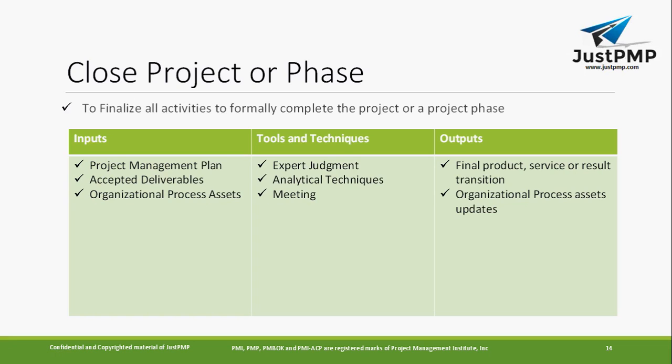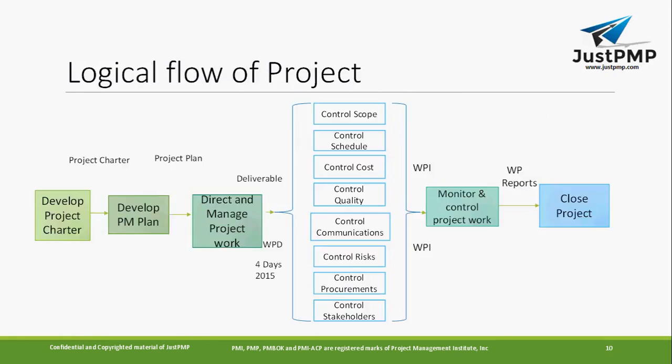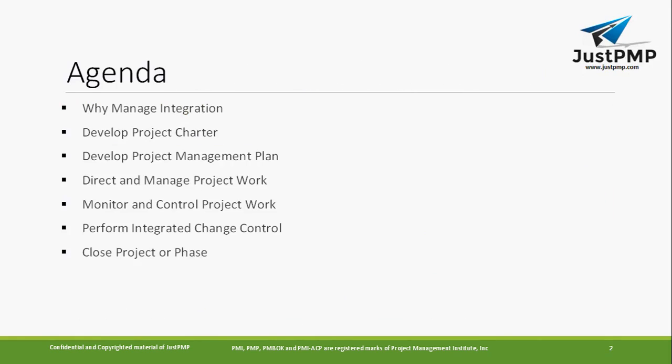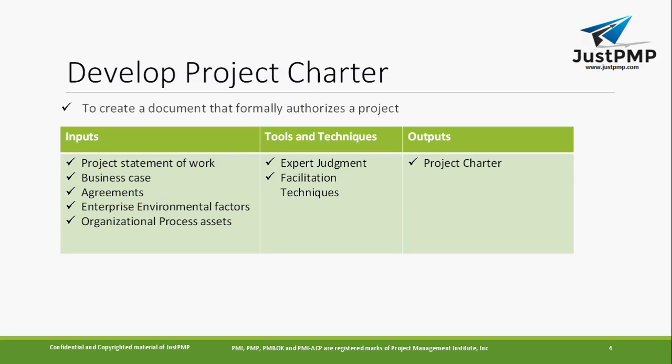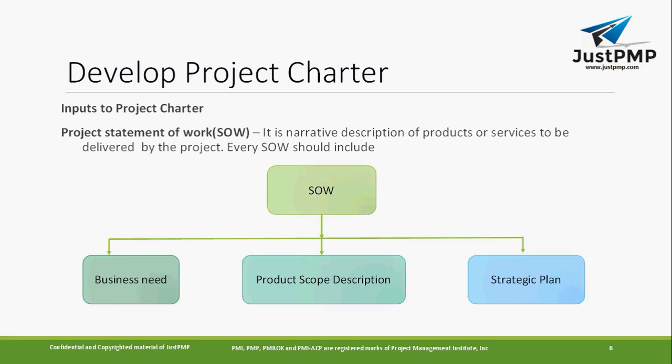So now if you see this quick overview of what we have just covered. The first thing is the management. So develop project charter, very simple. To create a document that formally authorizes a project. So this is the first document which authorizes a project. Then we discussed what the inputs to the project charter are. Let's say SOW, business need, and these things will be there.